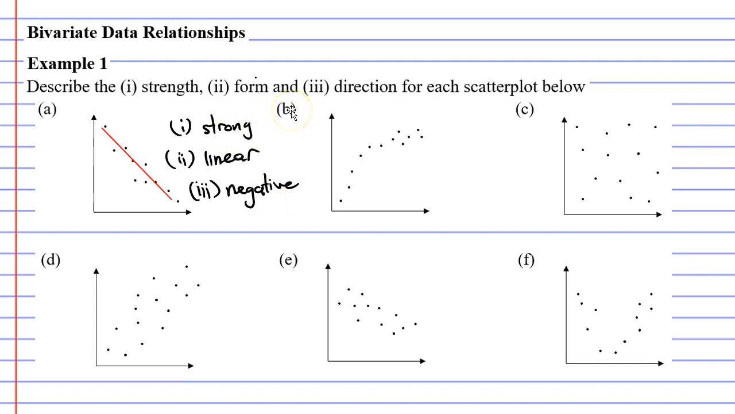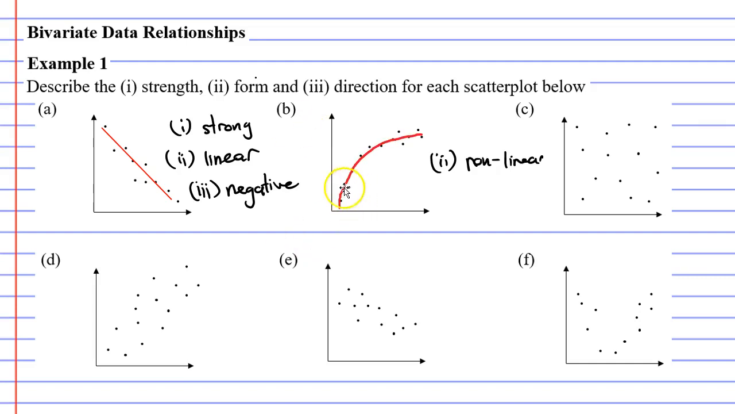Now moving on to question B. This one is not linear, and we'll write that already. So write part 2, the form is non-linear. And I'm going to hand draw my line of best fit. Looks something like this.